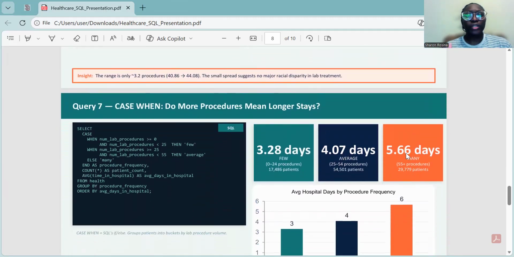Now, the next query I had is: is there a direct link between how many lab procedures a patient has? Remember, we're talking about one patient, and how long they stay in the hospital.